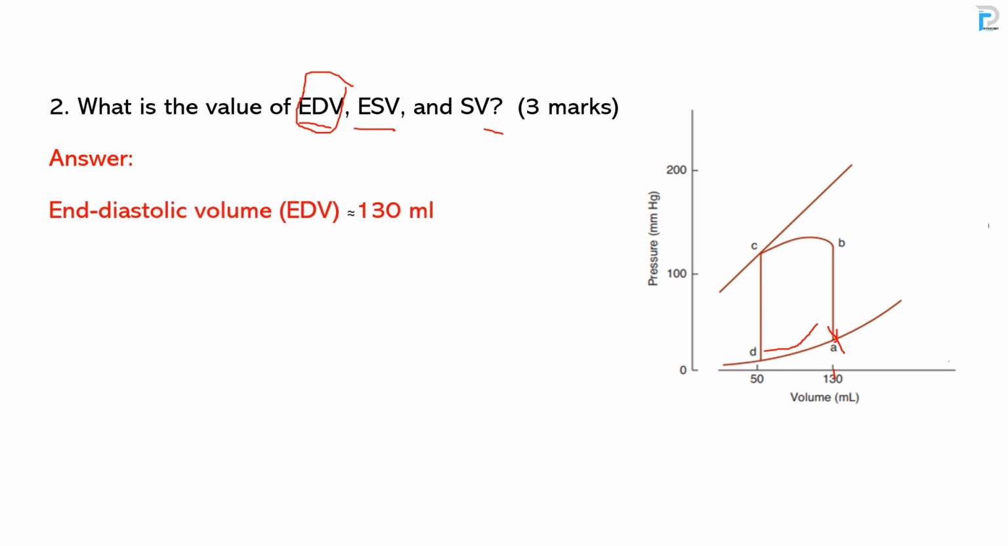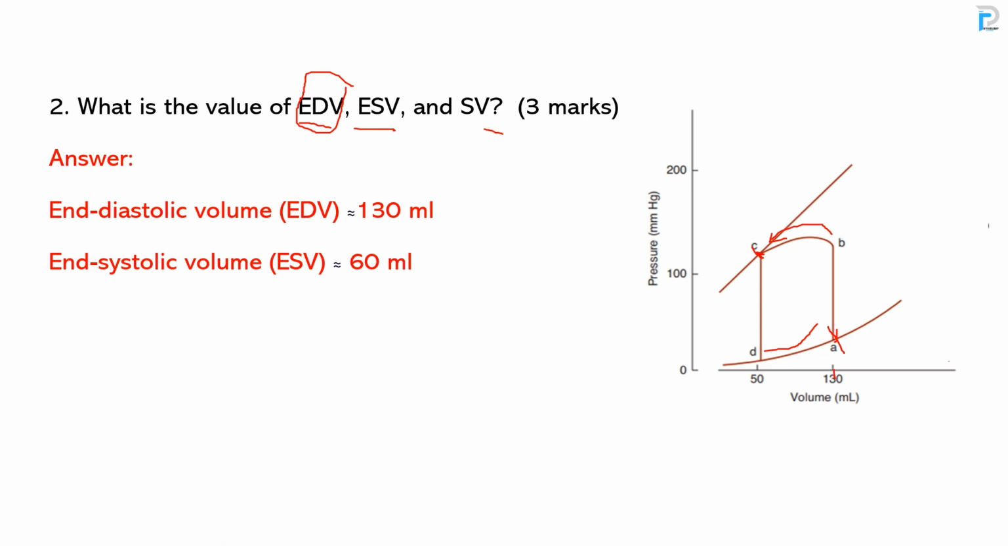ESV stands for end systolic volume. So where is the systole? The systole is here, the ejection. Ejection happened here. The ventricle already pumped some of the blood out, and there will be remaining volume. Whatever blood is left within the ventricle after contraction, we call it end systolic volume. At this point, what volume do we have? We have around 60 ml. So this will be the end systolic volume.